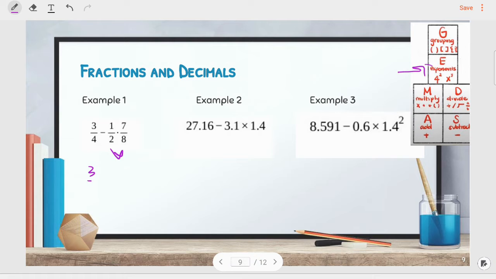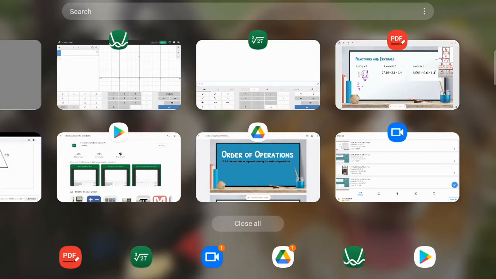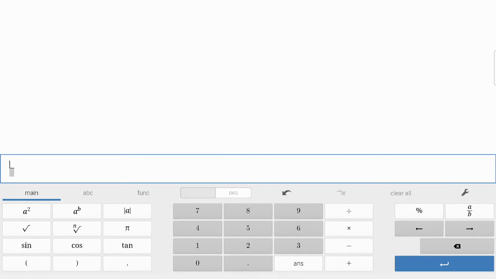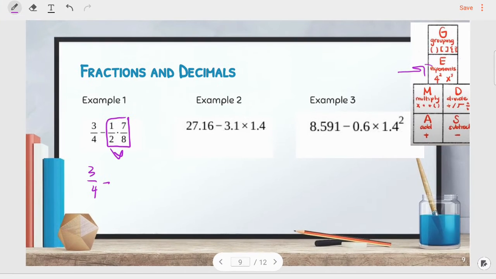I'm going to rewrite what's still there, 3/4 minus, and I'm going to multiply these. 1/2 times 7/8. So in my calculator, fraction 1/2 times 7/8. And I'm going to turn that into a fraction, 7/16. So I have 3/4 minus 7/16. And then I can actually do that subtraction. So 3/4 minus 7/16.